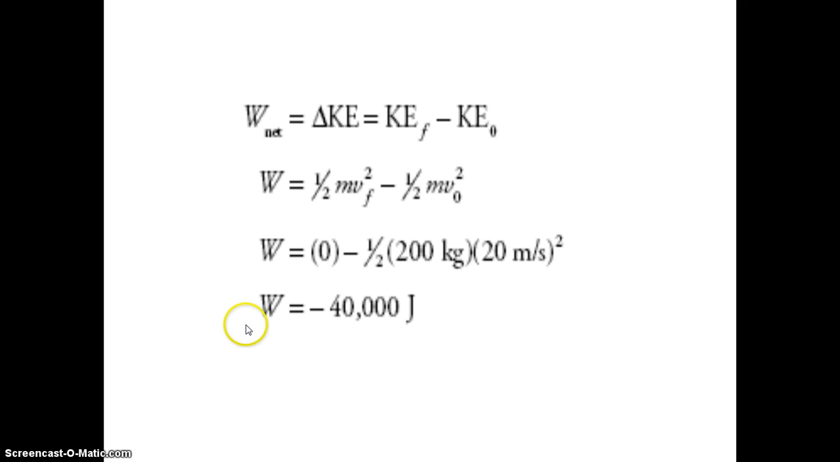And with that, we end up seeing that the amount of work that we have to do to get the train to stop, or the work that friction will have to do, ends up being a negative 40,000 joules here. We're not done with the problem. This is not the answer. This is not the force necessary to bring the train car to rest. This is the work that is necessary to bring it to rest.